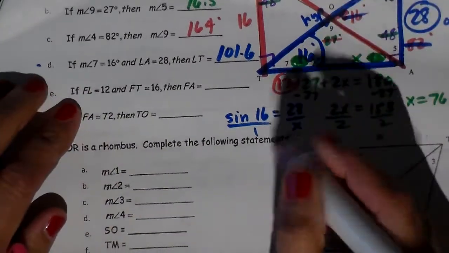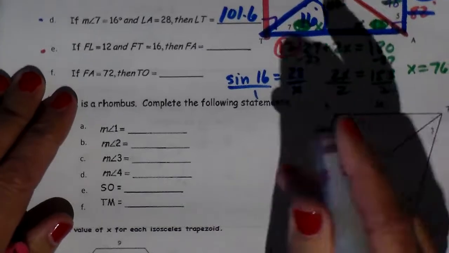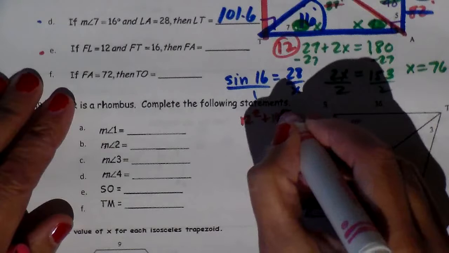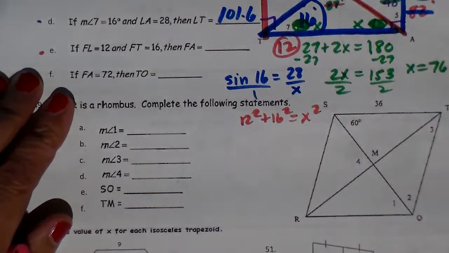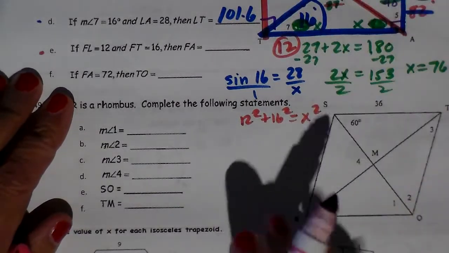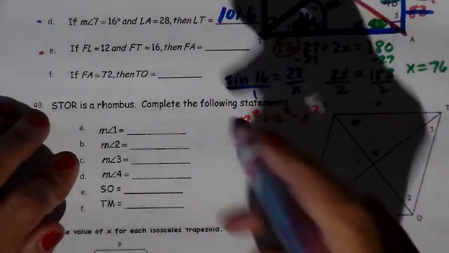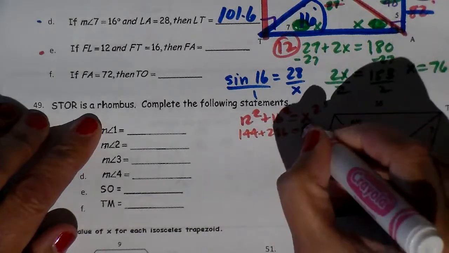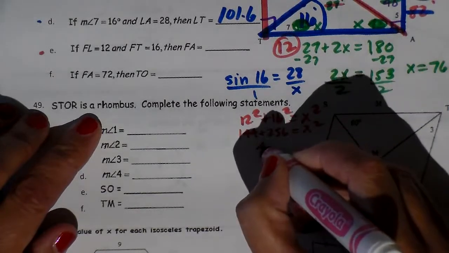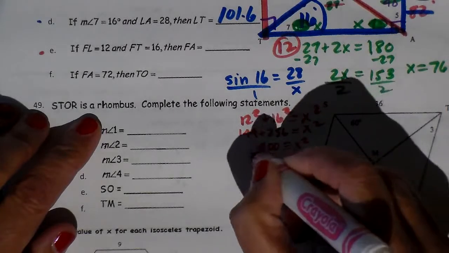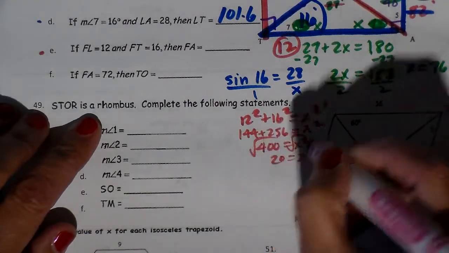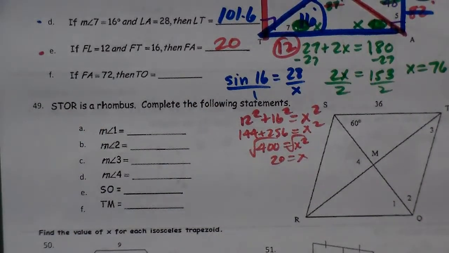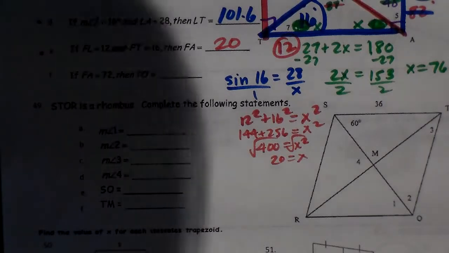So I use the Pythagorean theorem. To use the Pythagorean theorem, I'm going to do 12 squared plus 16 squared equals x squared, because I'm looking for the hypotenuse. And then I'm just going to work this out for you. That'll be 144 plus 256 equals x squared, and that's going to be 400 equals x squared. Square root both sides, so x is 20, which means that would be 20. Okay, again, you're applying everything you know about rectangles here.